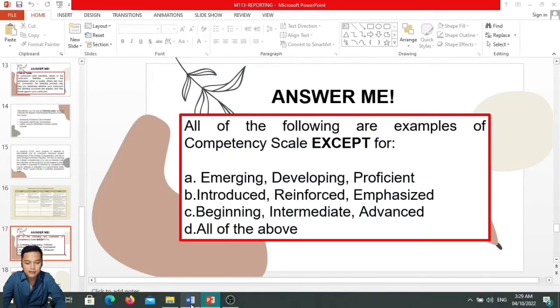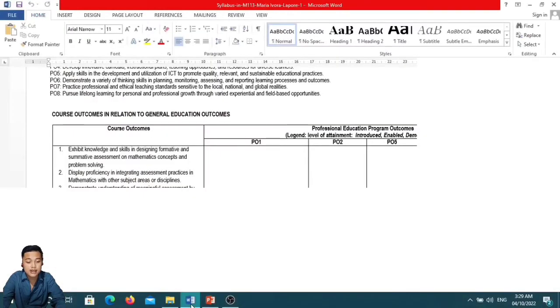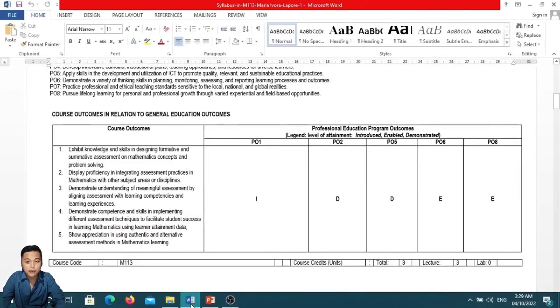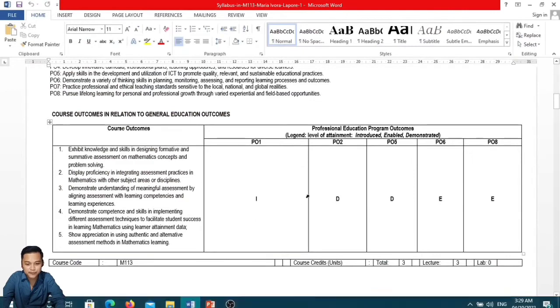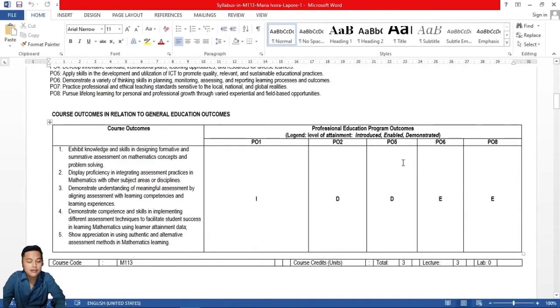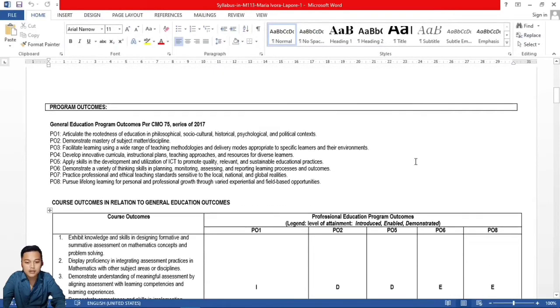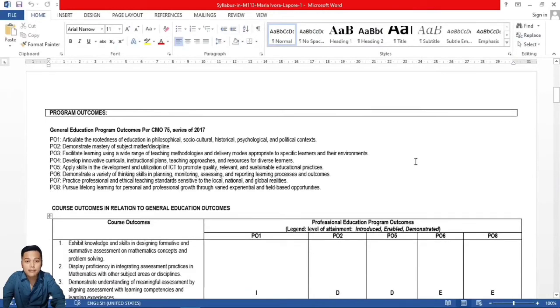The example I used is the one given by our teacher, Ma'am Lapore. Hi ma'am, good morning. Here is our course syllabus for this subject, M113. The first step is to start with the matrix, so I use the matrix in this course syllabus.